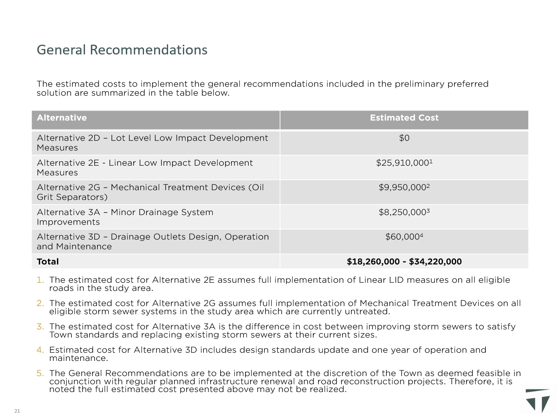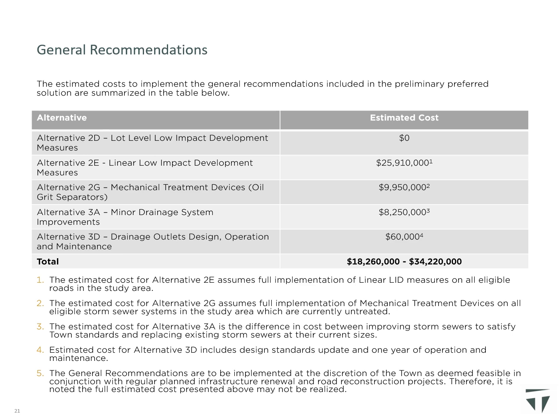The estimated cost for alternative 2D, lot level low impact development measures, is $0, as it is not recommended that the town fund implementation of this alternative, but rather encourage residents to implement lot level measures on their own. The estimated cost for alternative 2E, linear low impact development measures, is $25,910,000, which assumes full implementation of linear LID measures on all eligible roads in the study area.